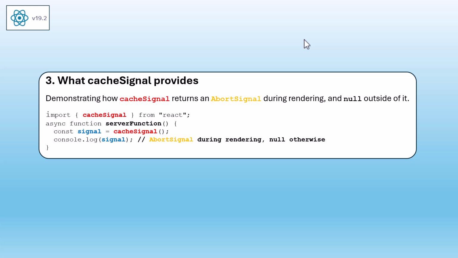3. What cacheSignal provides. When cacheSignal is called during rendering on the server, it gives back an abort signal. That signal is automatically aborted by React when the render lifecycle ends. A render is considered finished when React successfully completes rendering, when the render is aborted, or when the render fails due to an error. If cacheSignal is called outside of rendering, it returns null. This makes it explicit that there is no long-lived cached scope associated with that execution.